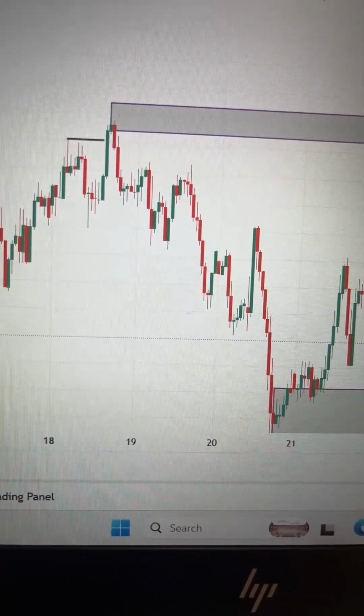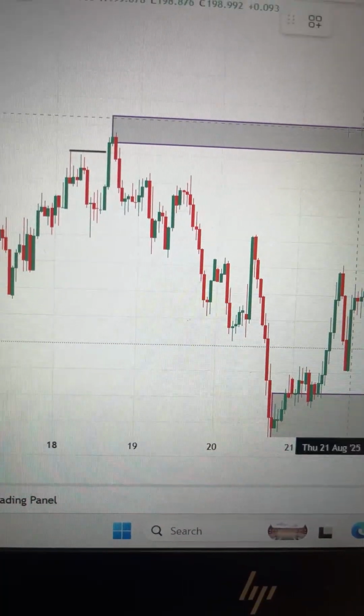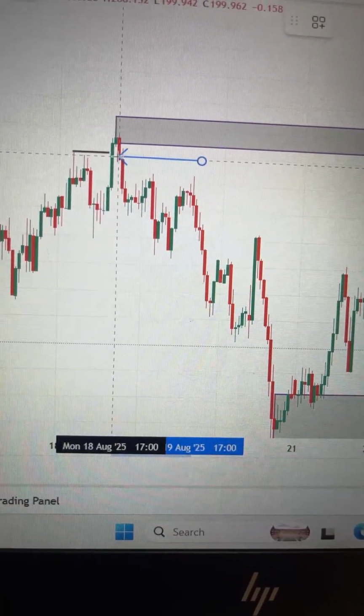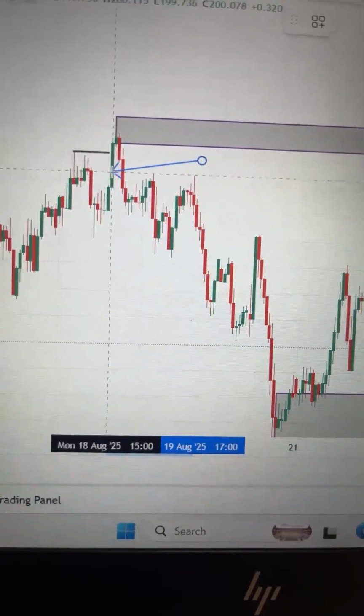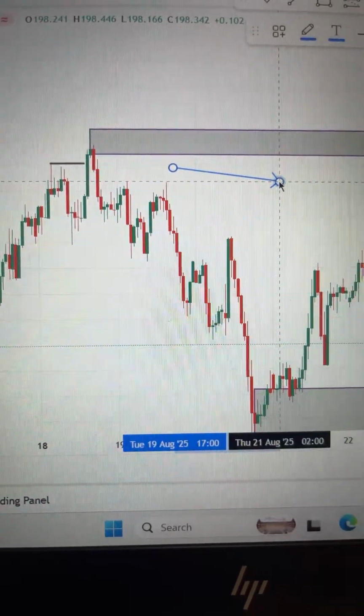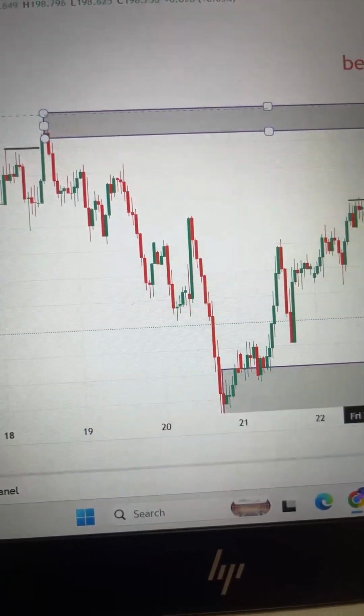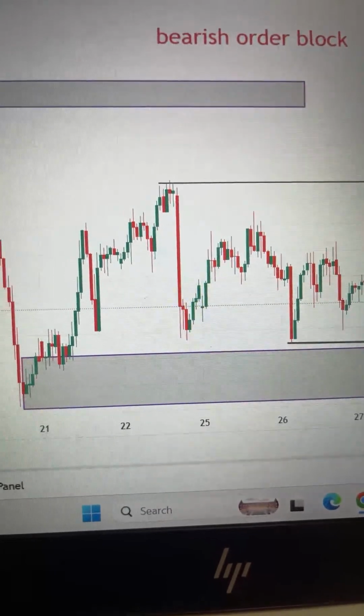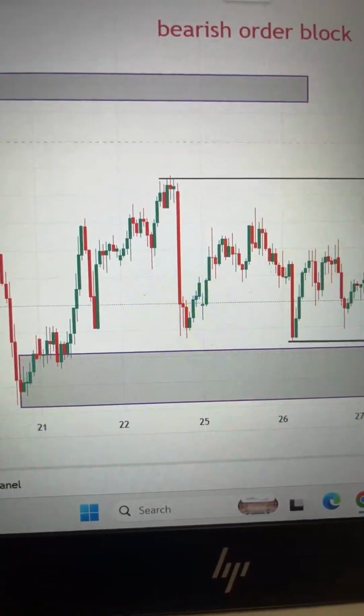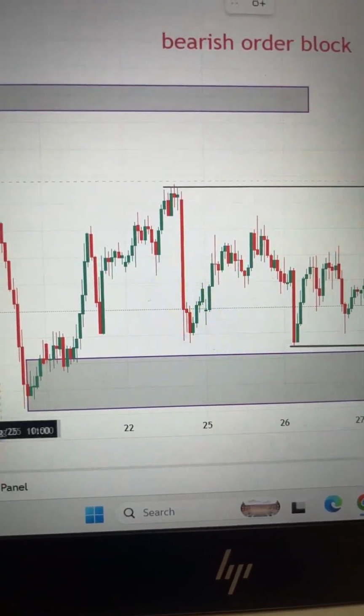And this is our fair value gap also. This one right here is a fair value gap or the imbalance. So what we shall wait for here is for it to come and tap here again. Then it's where you sell from.